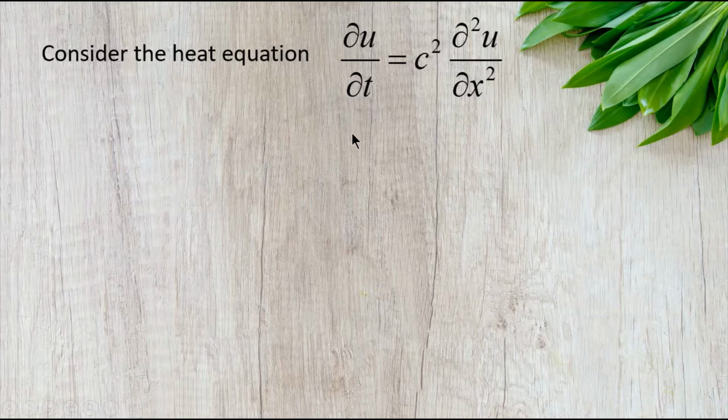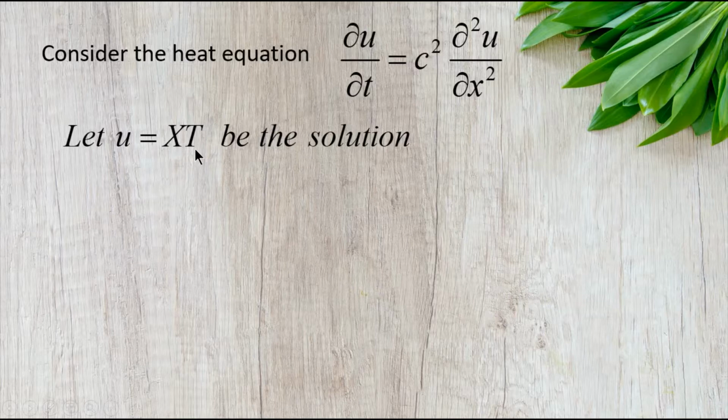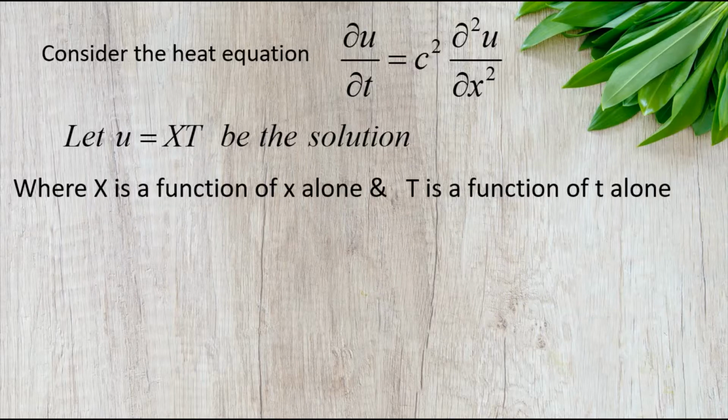So let us take the product u = X·T as the solution, where capital X is a function of small x alone and capital T is a function of small t alone. Now let us differentiate u = X·T with respect to t once and with respect to x twice, and then substitute in this equation.